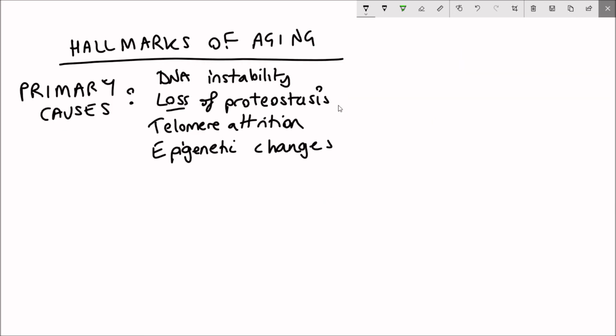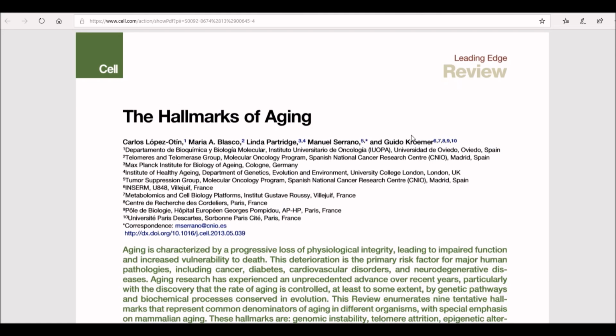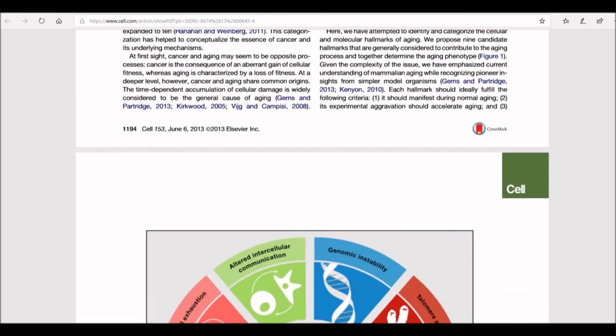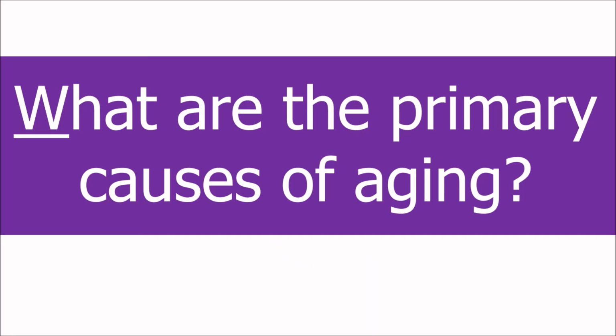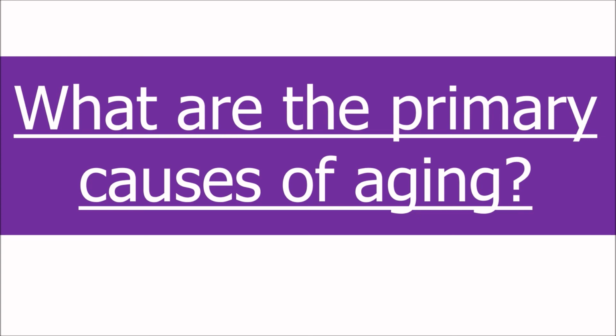So yeah, there you have it. DNA instability, loss of proteostasis, telomere attrition, and epigenetic changes are the primary causes for the aging phenotype.